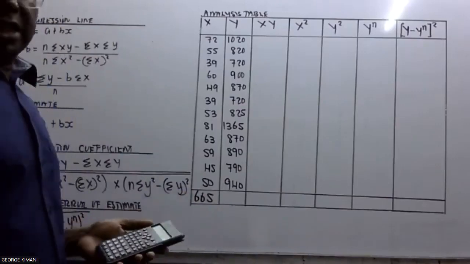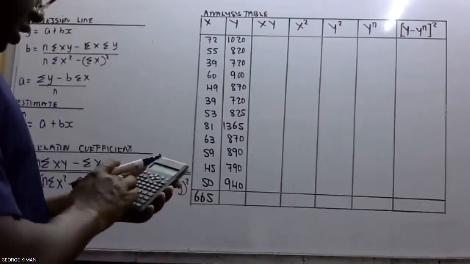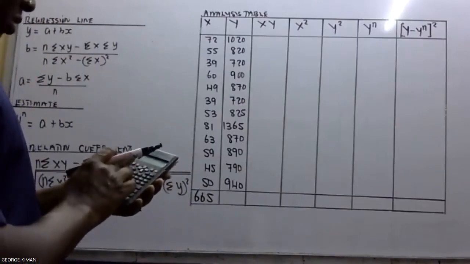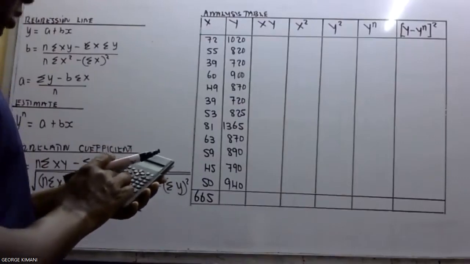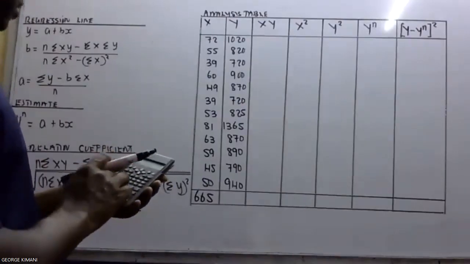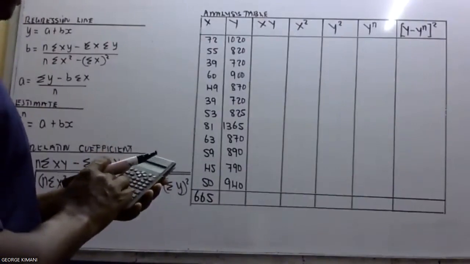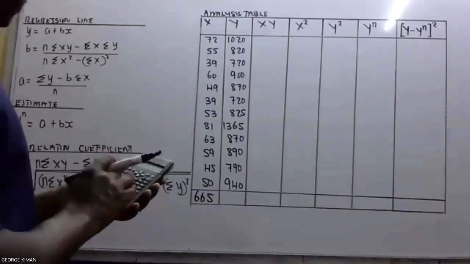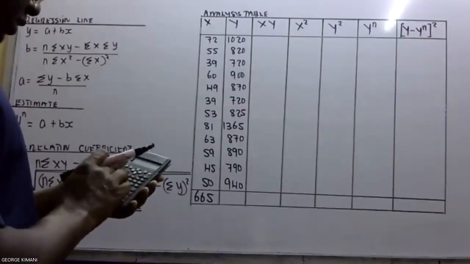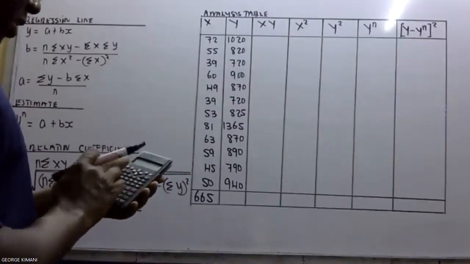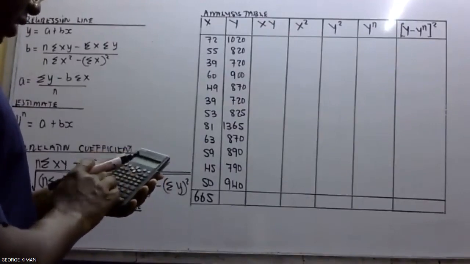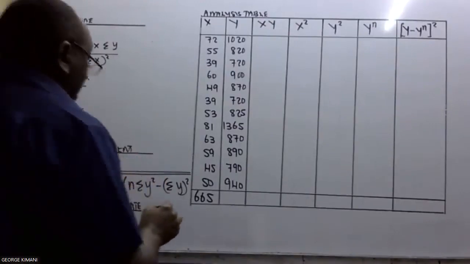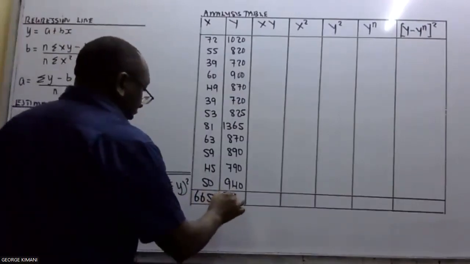Good. Let's do the same with Y. 1020 plus 820 plus 720 plus 900 plus 870 plus 720 plus 825 plus 1365 plus 870 plus 790 plus 940, 9840.